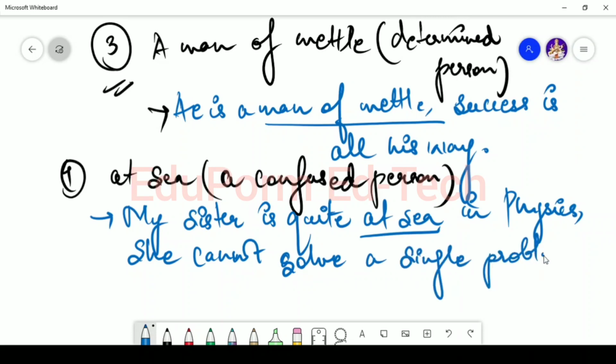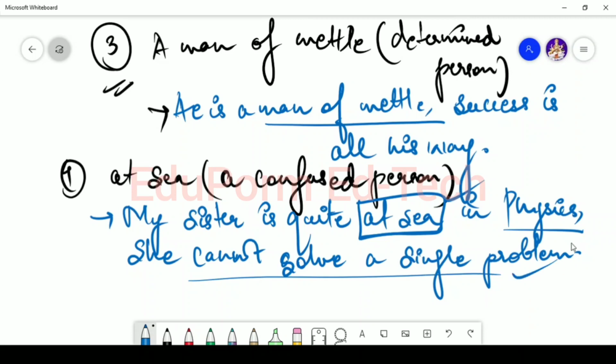होता है ना, ऐसे कुछ बच्चों के साथ वो कुछ पर्टिकुलर क्वेश्चंस नहीं समझ पाते, नहीं सॉल्व कर पाते, सिंपली बिकॉज दे गेट कंफ्यूज, दे नॉट नो व्हाट द क्वेश्चन इज बीइंग आस्क्ड, किस टाइप का क्वेश्चन पूछा जा रहा है, कौन सा किस तरह का आंसर, कैसे उन्हें आंसर आउट करना है. Okay, it happens. So instead of using a confused person, you can simply use that my sister is quite at sea in physics, she cannot solve a single problem. Okay.